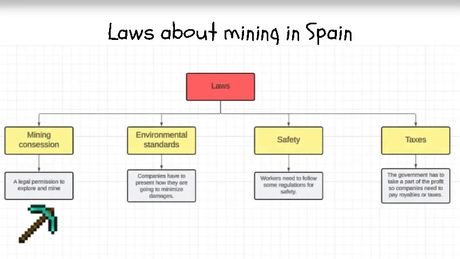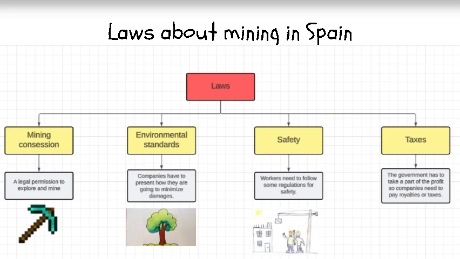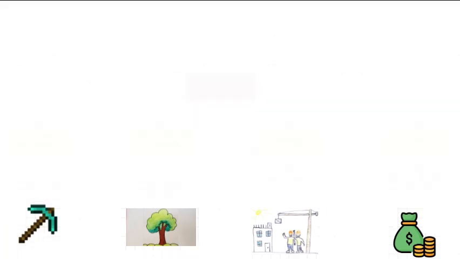Now, talking about laws, at first we have the mining concession, which is a legal permission that all the companies have to get to mine. Now, the environmental standards are the way that the companies are going to protect the environment and minimize all the damage to it. The workers have to be safe in the mines, so they have to pass some regulations to mine legally. After all the mining, the government wants to take a part of it, so they have to pay the government a part with taxes or with royalties.